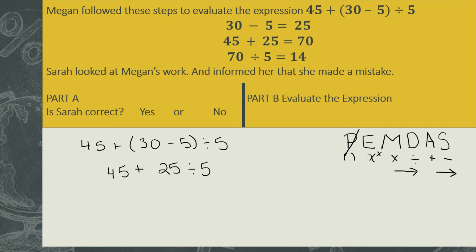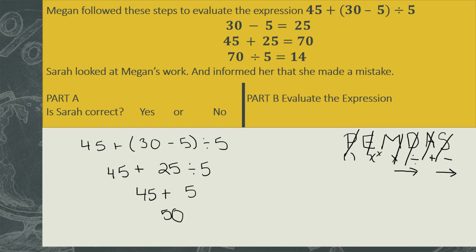I'm going to look next to see, do I have any exponents? And I do not. So I'm going to go ahead and cross that off my list. Then for multiplication and division, whichever one comes first, I only happen to have division. So I'm going to divide 25 divided by 5, which gives me 5, and rewrite all of my other operations and numbers, and cross multiplication and division off my list. And then addition and subtraction, whichever one comes first. Again, we only have one, which is addition, and 45 plus 5 is 50. So I'm going to cross off addition and subtraction off my list.